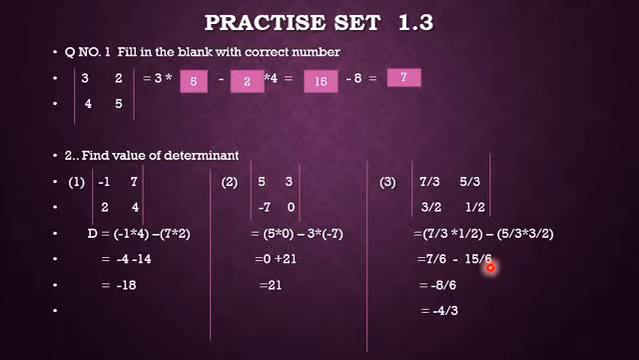Both denominators are the same. Then 7 minus 15 is minus 8 upon 6. We can divide by 2. 2 fours are 8, 2 threes are 6. The answer is minus 4 upon 3.